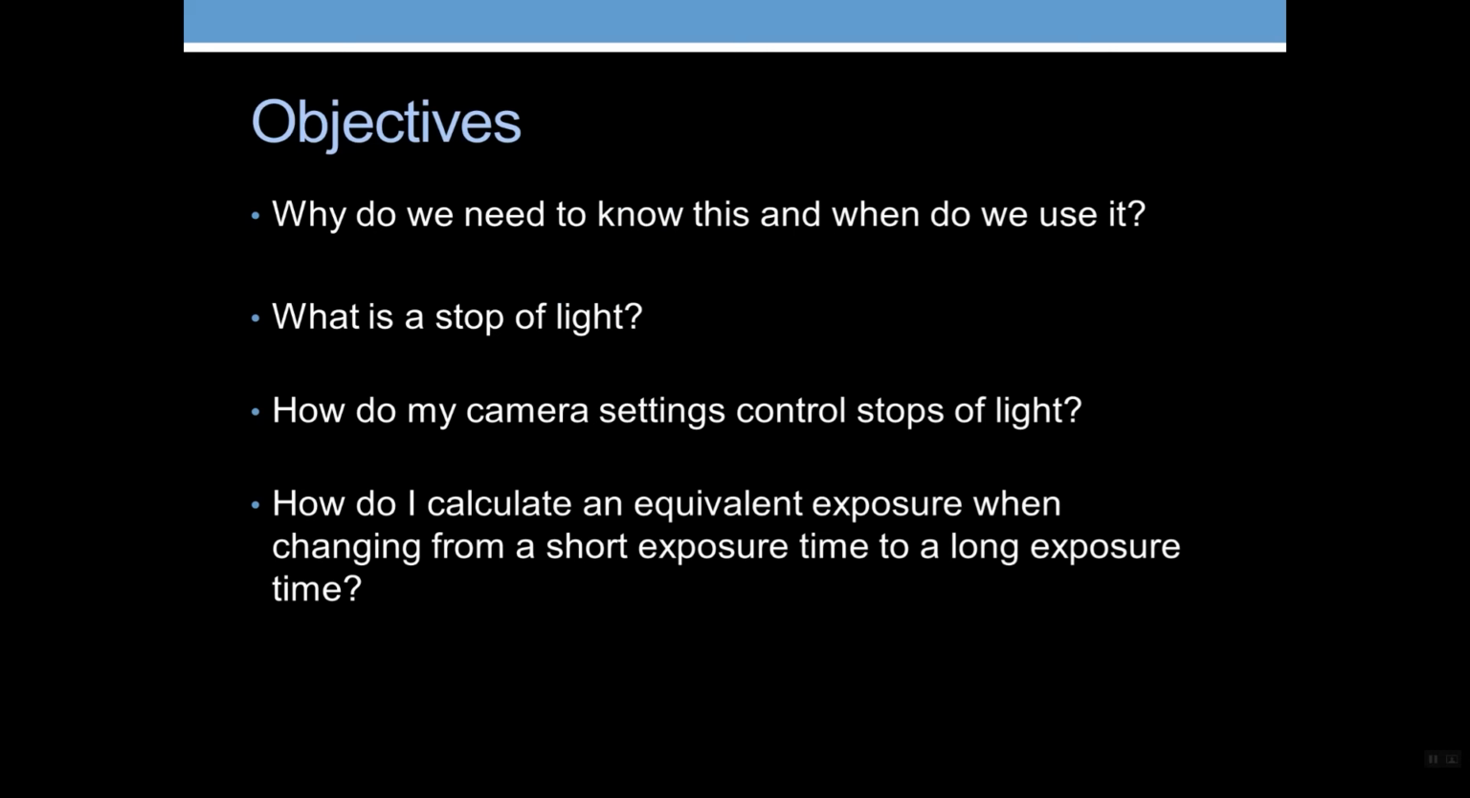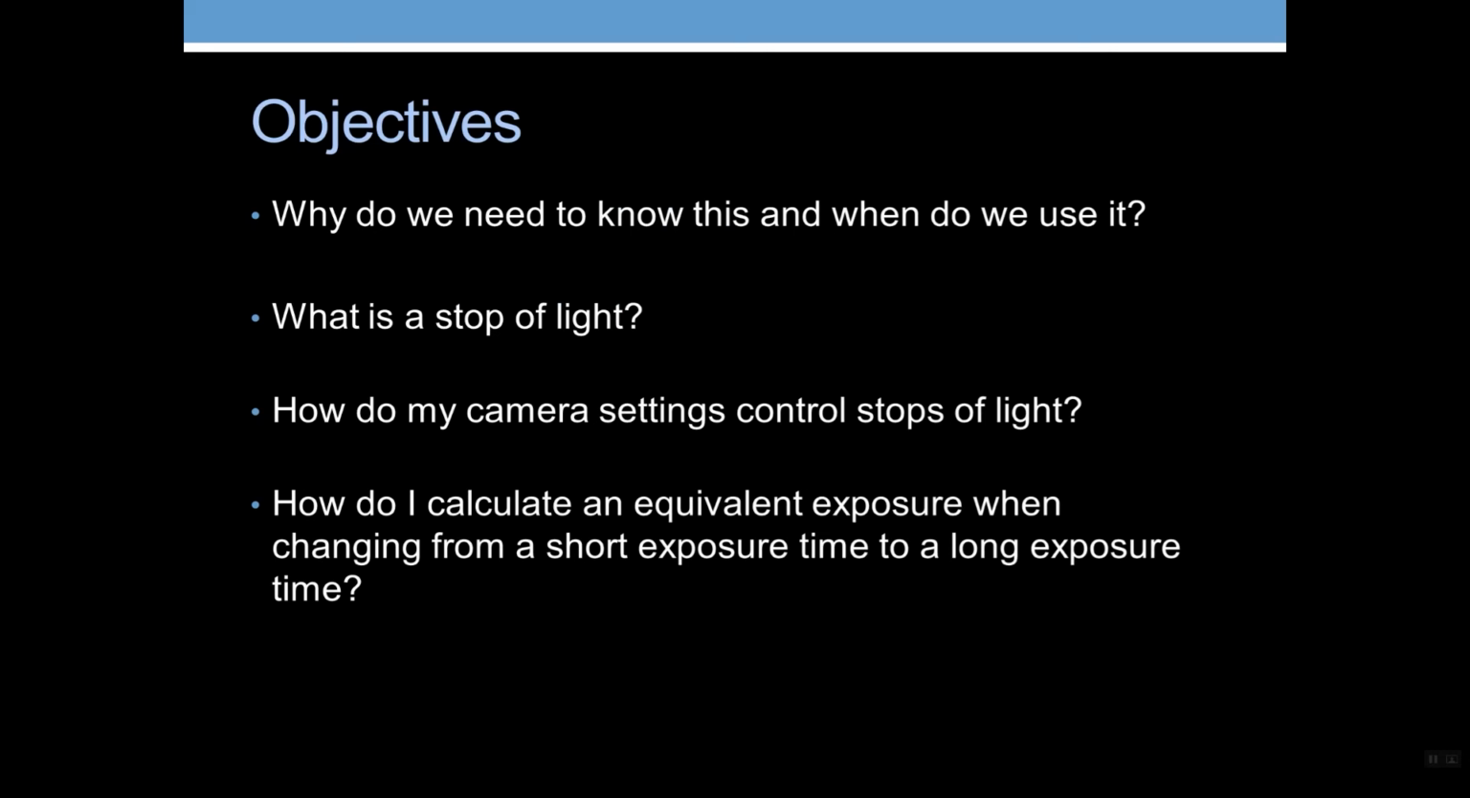So some examples of when we use this, one would be, let's say you're using a 6-stop neutral density filter. When you put that filter on your lens to maybe get exposures of water flowing through a creek or clouds traversing across the sky, then you really want to be able to know how to calculate what settings you need to choose in your camera in order to get the proper exposure.